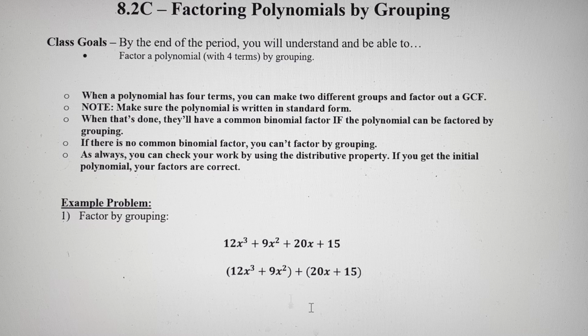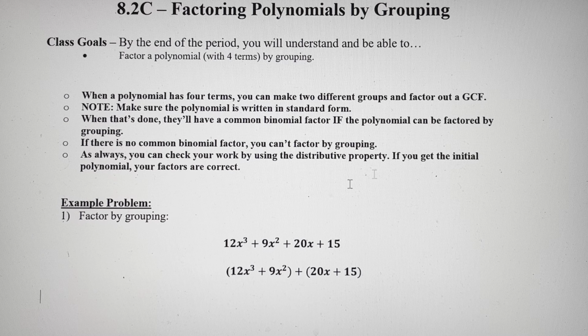Okay, notice I put those in parentheses. And we're going to group the last 2 together. Okay, so we make 2 different groups, and we're going to factor out a GCF. We want to see if there's a GCF between these 2 terms and a GCF between these 2 terms. Okay, we want to make sure the polynomial is in standard form. This one already is. It doesn't have to be in standard form. It's just something I think you should always be in the habit of anyway, so I bring it to your attention here.